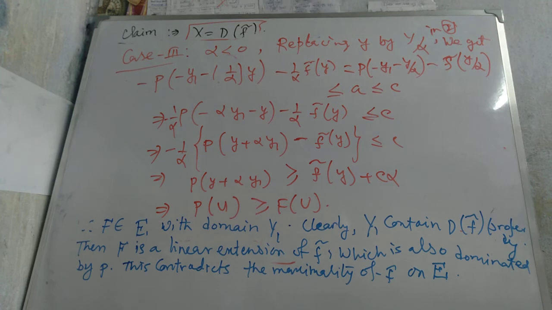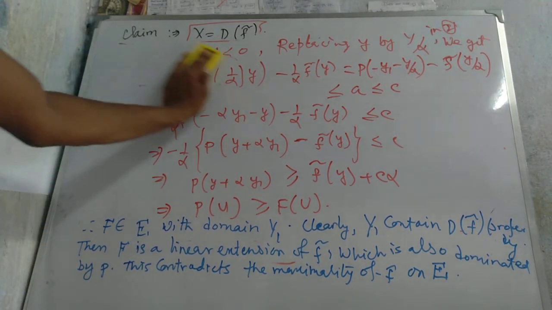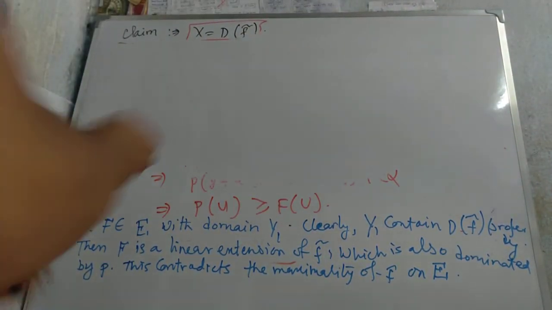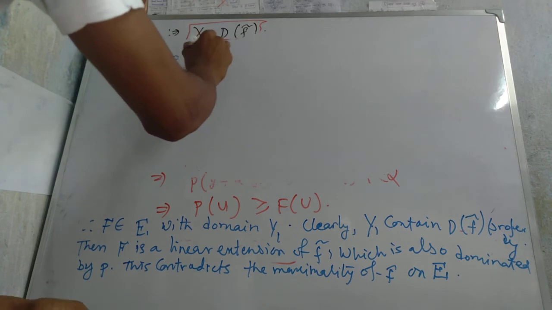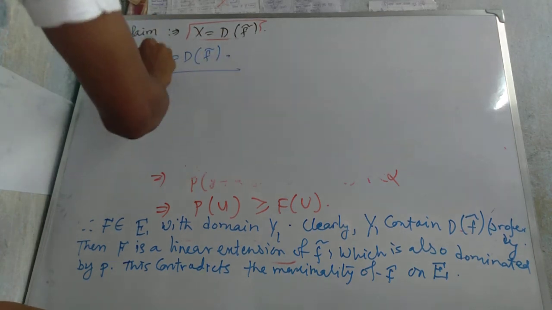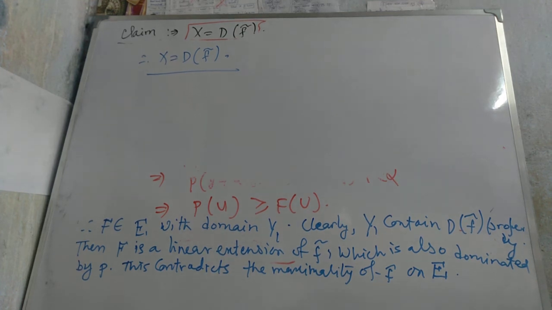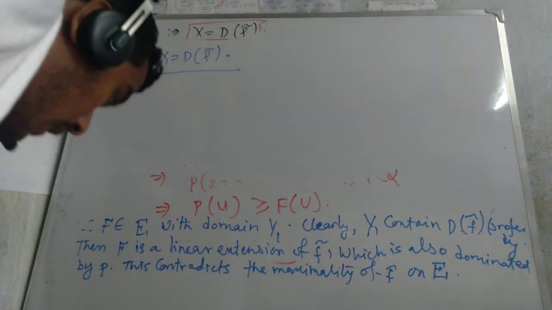Therefore, X = D(f_δ). So we do this proof of the Hahn Banach theorem. That means f_δ(x) ≤ p(x) and f_δ(x) = f(x) for all x belongs to Y.